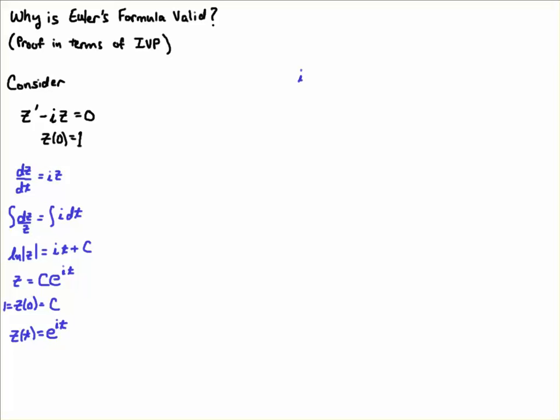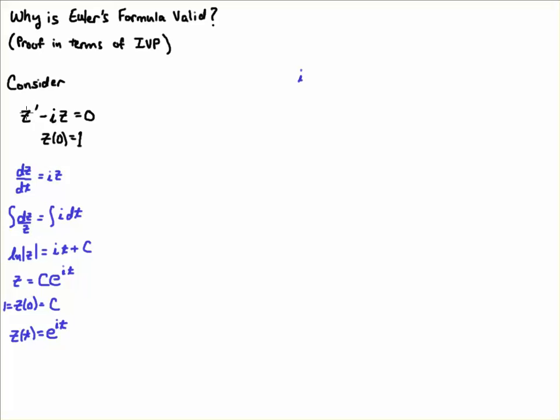You could just even plug it in. The derivative of z with respect to t, the i pops down, so you get i e to the i t minus i, and then you plug the z in there and you get e to the i t, and you get 0. And then of course z of 0 is equal to 1, so z of 0 is equal to e to the i times 0, but i times 0 is 0, so e to the 0 is equal to 1. All right, verified. So this complex exponential is indeed the solution to this initial value problem.